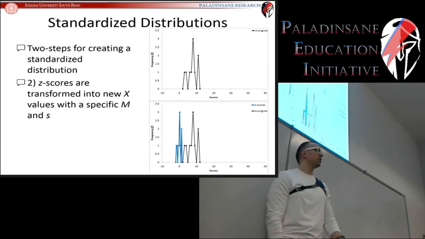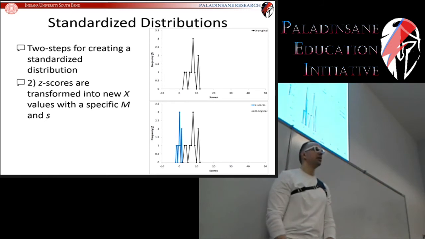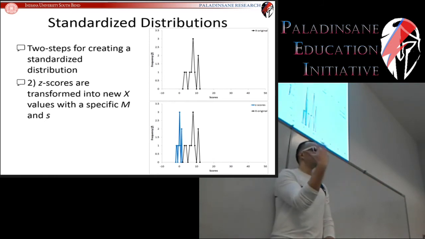Somebody has to tell you, make me a new distribution out of these z-scores, and I want a mean of 100 and a standard deviation of 15. And then somebody else might come in and say, make me a new distribution out of those z-scores, but I want a mean of 42 and a standard deviation of 18.5. You need to be told what the new mean and the new standard deviation are.